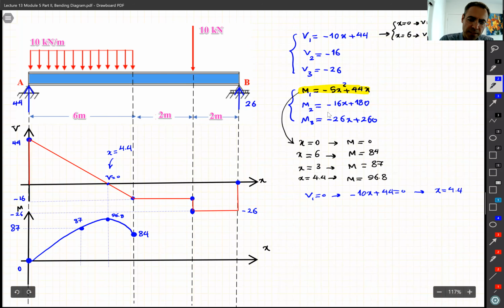M2, we have the equation here. M2 is a line, right? This one I'm writing M2. If it's a line, I need 2 points. First point, which is x = 6, because remember, M2 is for this region, the second region. The beginning is x = 6 and the end is x = 8. So if I put x equal to 6, you guys try to find it. So it's going to be M2. Let me bring my calculator.